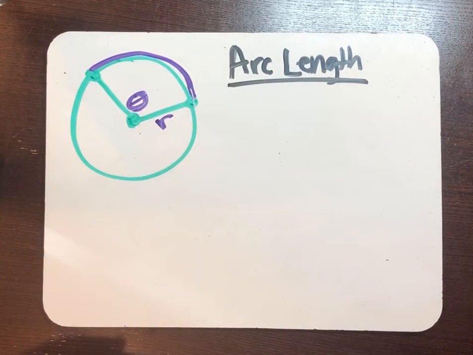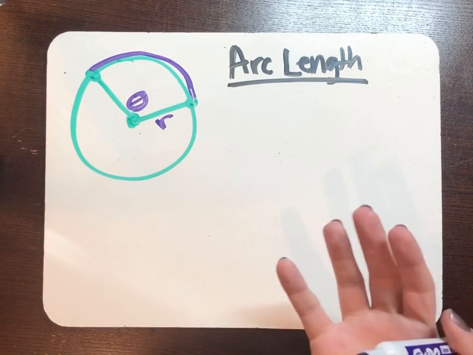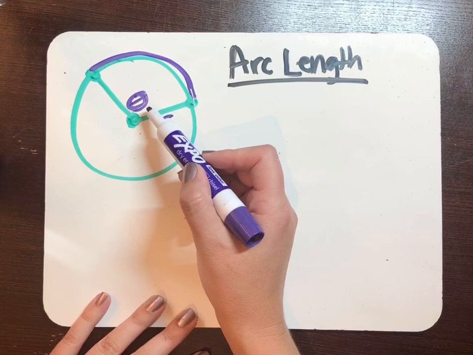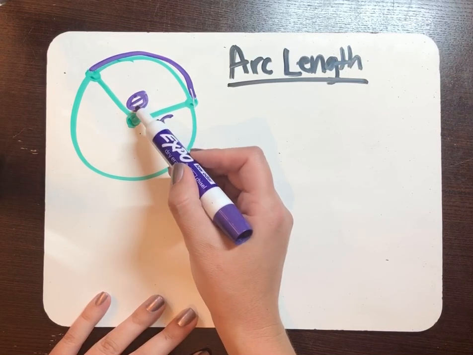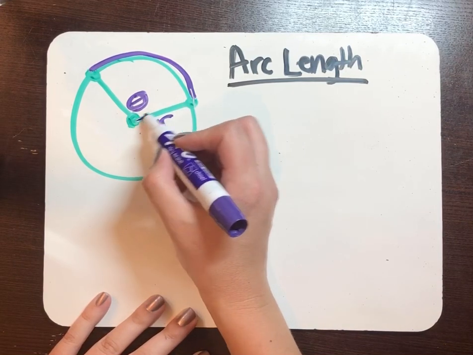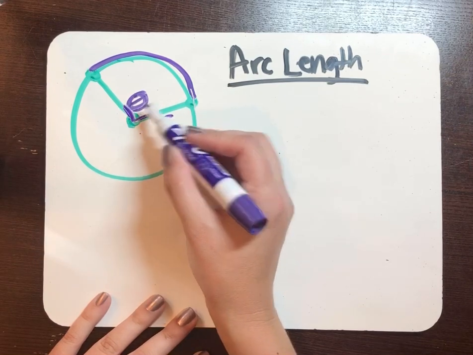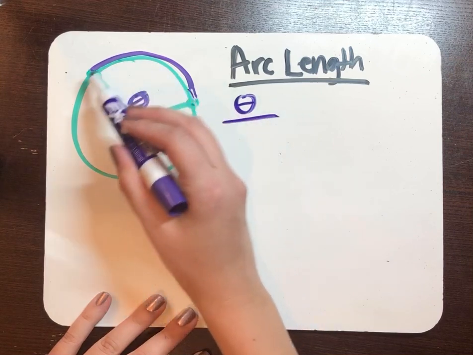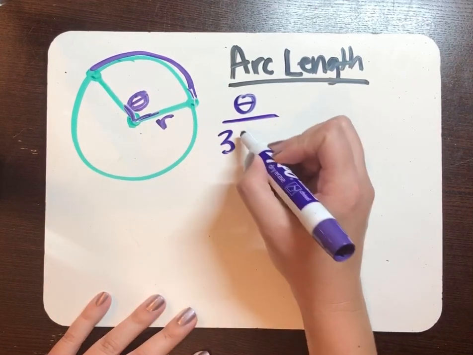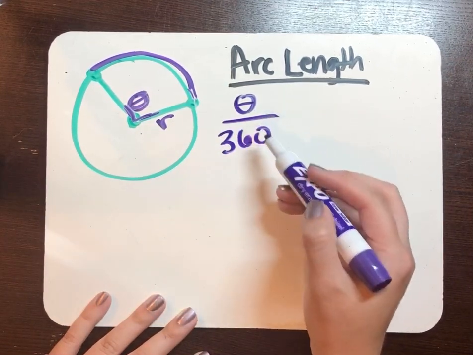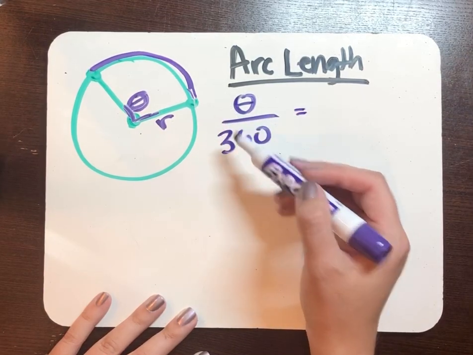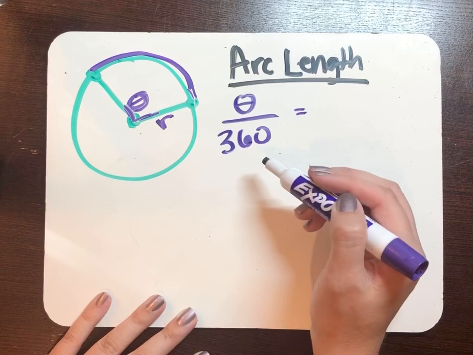The formula that we use for this involves some ratios. So we're setting up equivalent ratios here. The first ratio has to do with angles. Theta is the part or the smaller piece of the circle that I'm interested in. So theta over all the way around a circle, which would be 360 degrees. So theta over 360. This is the first ratio, part over whole of the angle measures.